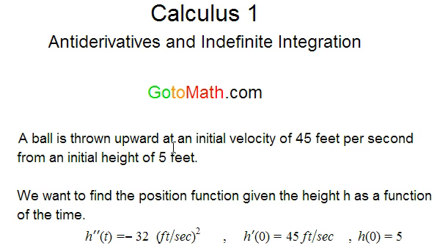A ball is thrown upward at an initial velocity of 45 feet per second from an initial height of 5 feet. Now, of course, we're neglecting air resistance, and we're saying that the ball is going straight up and then coming straight back down again. What we're going to want to do is find the position function.